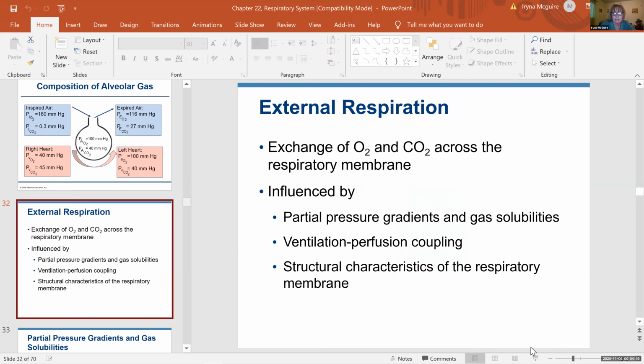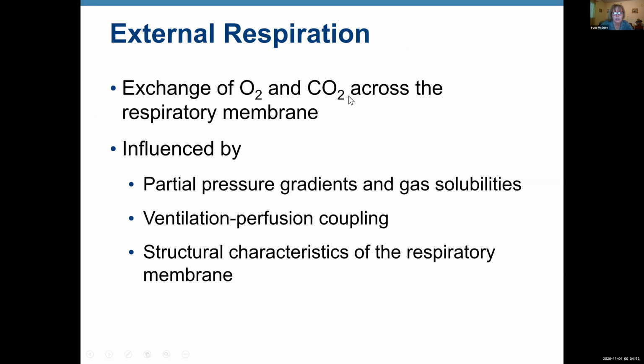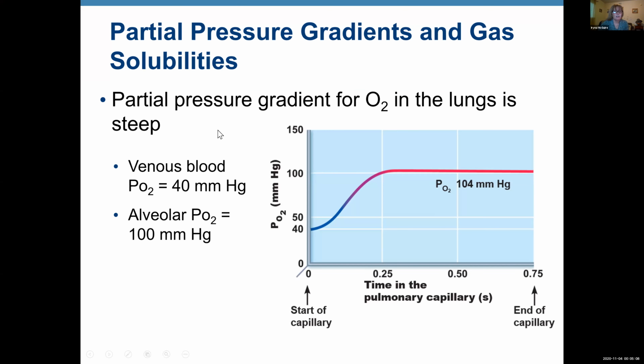So that's why we have this exchange of oxygen and carbon dioxide across the respiratory membrane, but of course it's influenced by many factors. Three of them are partial pressure gradient, ventilation-perfusion coupling, and structural characteristics of the respiratory membrane. So partial pressure gradient, we just described it, right? The partial pressure gradient for oxygen in the lungs is very steep. In venous blood we have 40, and in the alveoli we have 100. So oxygen will move from the alveoli to the venous blood, right?